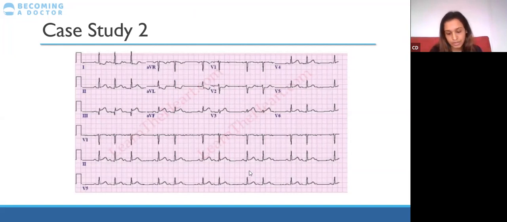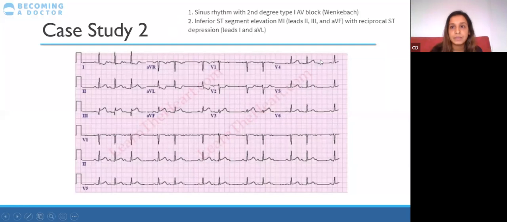And then you could check the QT interval and any inverted T waves as well. So inverted T waves would also signify pathology. So that's what exactly was on here. So type 1 AV block, which is why we had the variable rhythm.